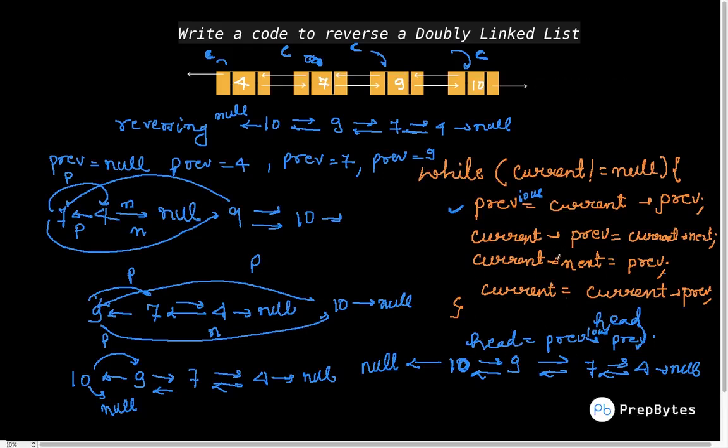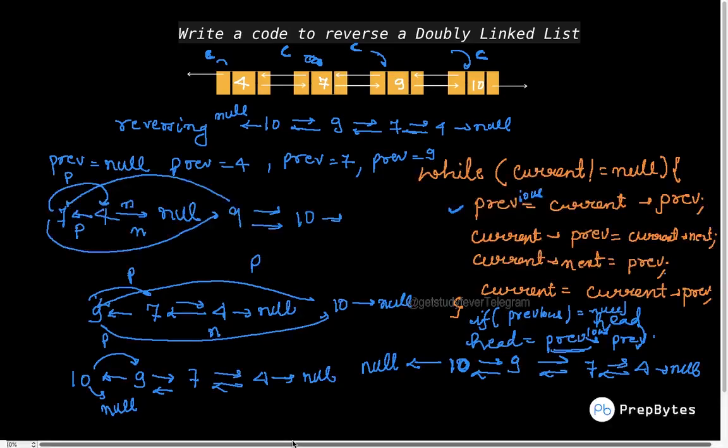Make sure you have necessary null checks. So let's say in this case, if we already have our previous as null, in that case if I do previous prev, that will give you a runtime error. So simply check that if previous is not equal to null. So this is how we are going to reverse a doubly linked list.